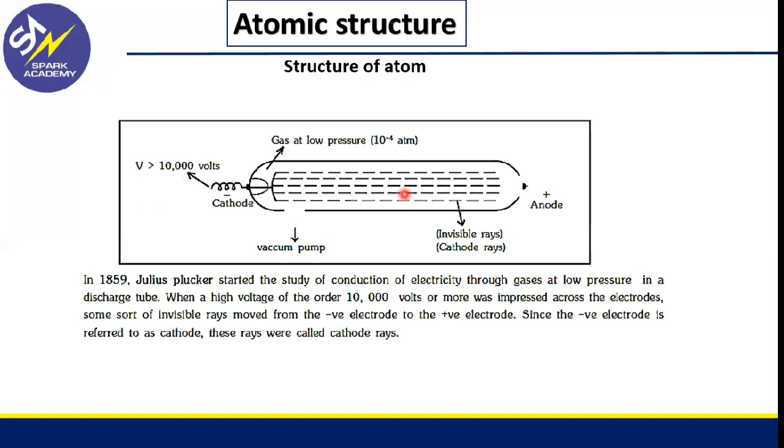Now coming to electrons in the structure of the atom, the first thing we are going to see is how the electrons were discovered. We are going to look at the discovery of electrons, protons and neutrons. The first one is the electron.